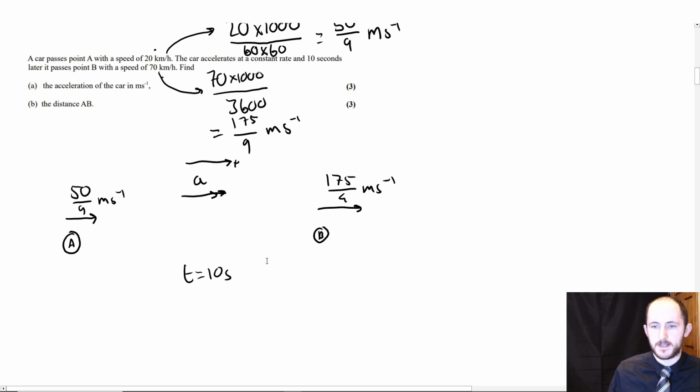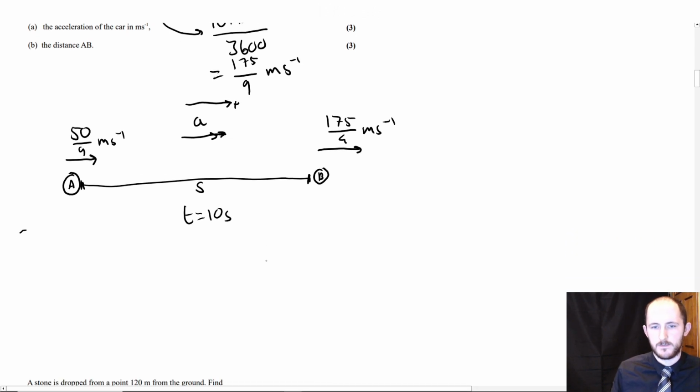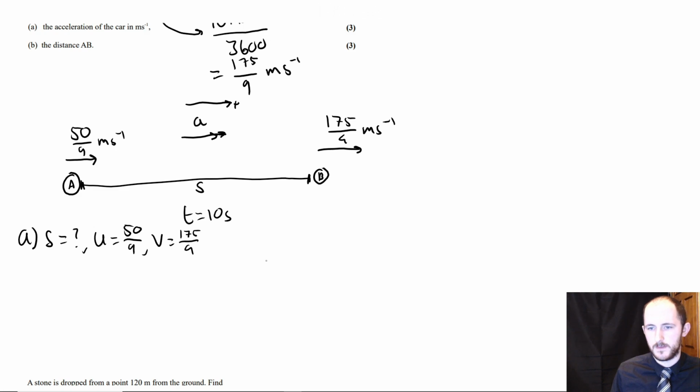We don't know what the distance is, so we can just call it s, and that's all the information we need. So for part A, find the acceleration of the car. We have s is don't know, but we also don't care. u is 50/9. v is 175/9. a is don't know, and we most certainly do care, and t equals 10.